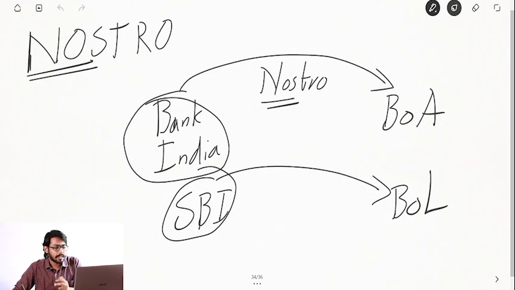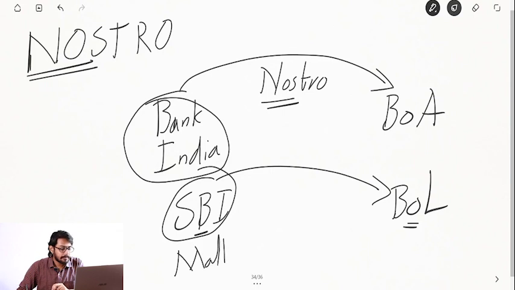See what has happened in a Nostro account. SBI has an account with Bank of London. So what happens? SBI's favorite customer, for example Vijay Mallya, wants to go to London. So Vijay Mallya approaches SBI and tells them, Mr. SBI, I am going to London. I will be back. Okay, promise I will come back.